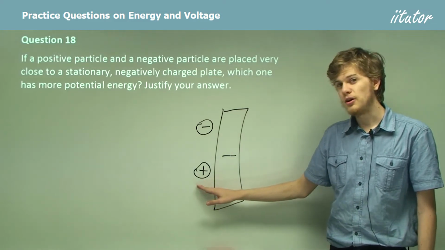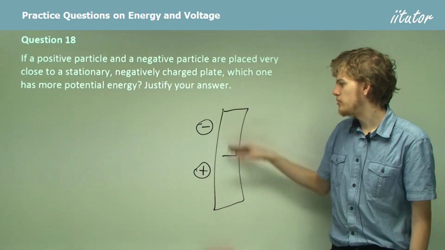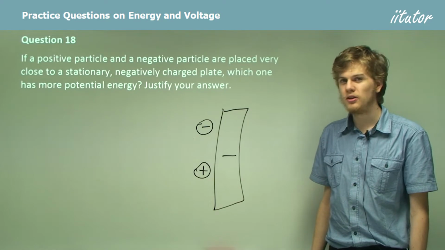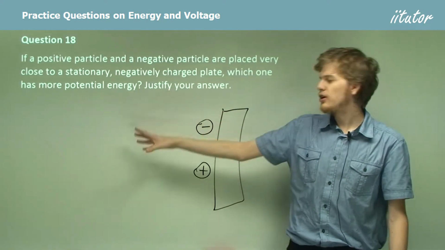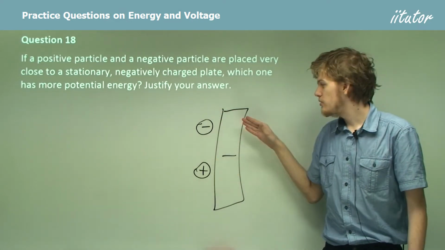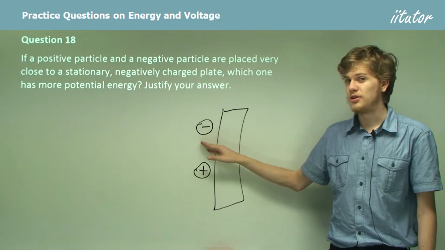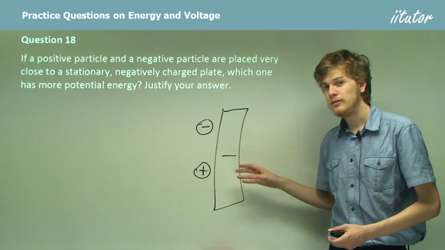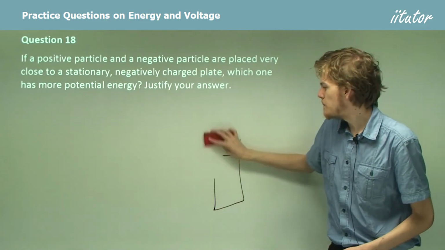The positively charged particle will move just a tiny bit because it's attracted to the negative plate and stop. So it wouldn't really have much potential energy. But the top particle, as soon as we release it, it's going to go flying away from the negative plate because these are repelling each other. So this means that this has a lot of potential energy. It has the potential to fly away from this negative plate. So that's what we have to write down when we answer this question.